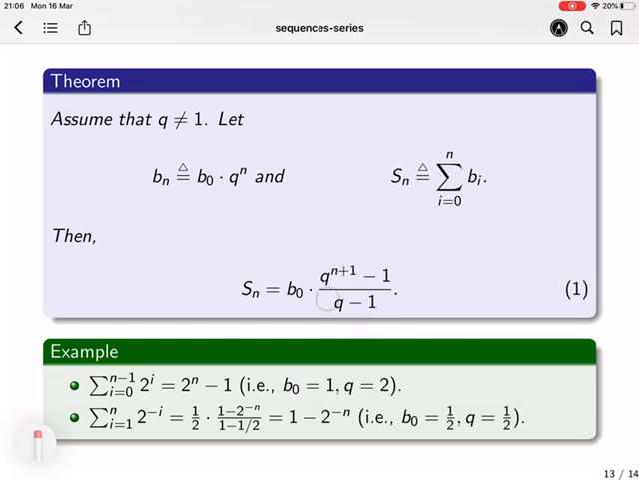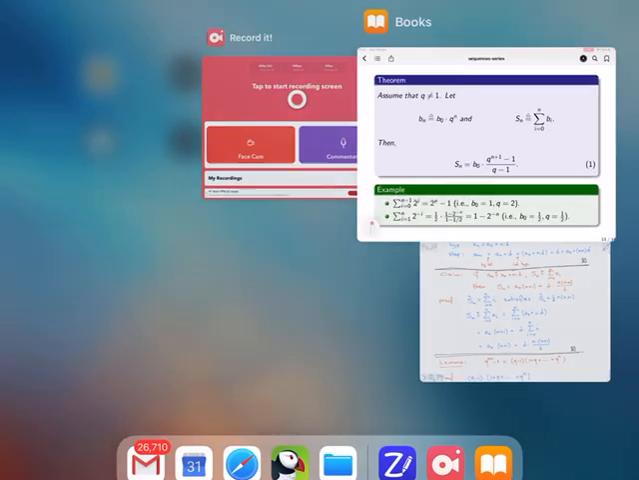I'm left with 1 minus Q to the power of n plus 1. Now in this summation, again, I have only n terms. So the exponent here is not n plus 1, but n. Therefore, I get 1 minus 1/2 to the power of n, namely 1 minus 2 to the power of minus n. Okay, so we're left with the proof of the theorem. Let's try to prove it.